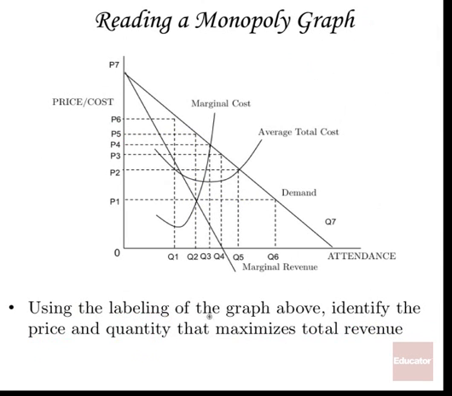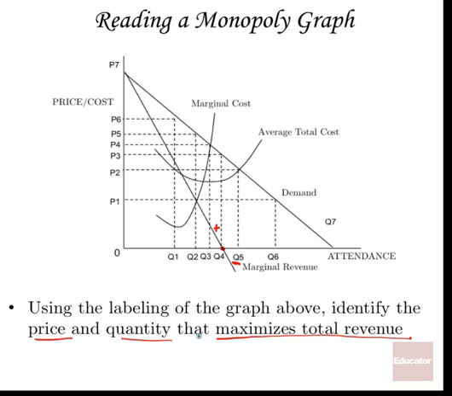Now, using the labeling on the graph above, identify the price and quantity that maximizes total revenue. I've gone over this before, and here's the reason why. You want to move the marginal revenue all the way down through the x-axis, because that is the point of revenue maximization. Think about it: if the marginal revenue is positive, then anytime it's positive, you're gaining more revenue. Here, you go into negative territory, and you're actually losing money on the margin. You could still be profitable, but you're losing money on the margin here.